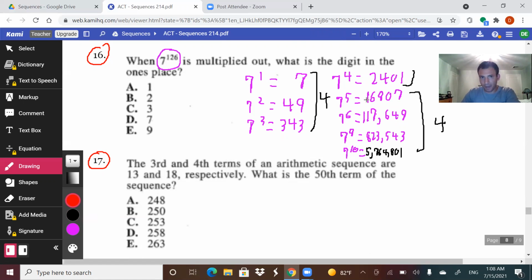But anyway, we know it's a pattern of 4. Because we know that, we just do 126 divided by 4. And when we divide 126 by 4, we get 31.5. What does that mean? That means that this pattern is going to repeat 31 times, and then the last time it's going to go 2 deep. So we're going to go to the 9, right? Awesome. Okay.